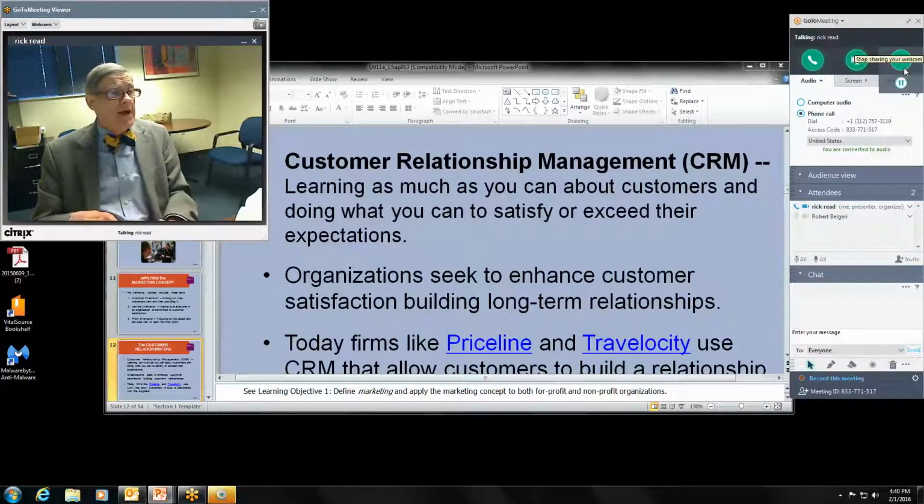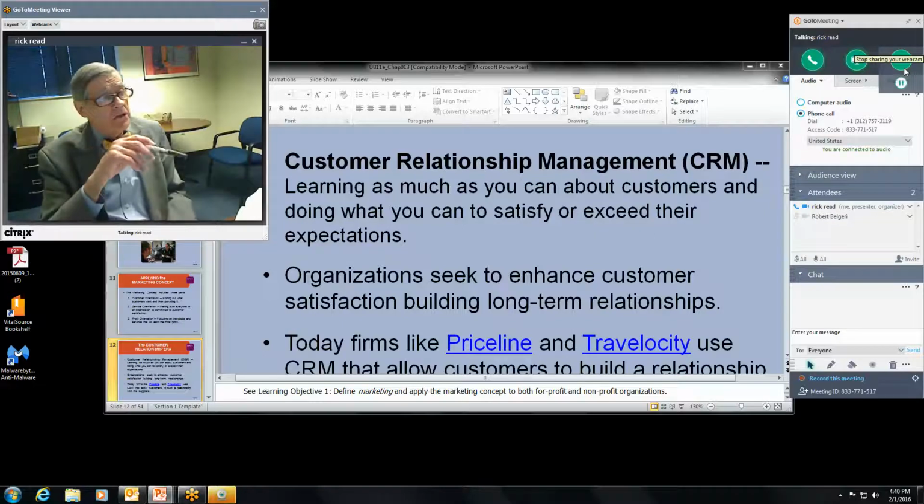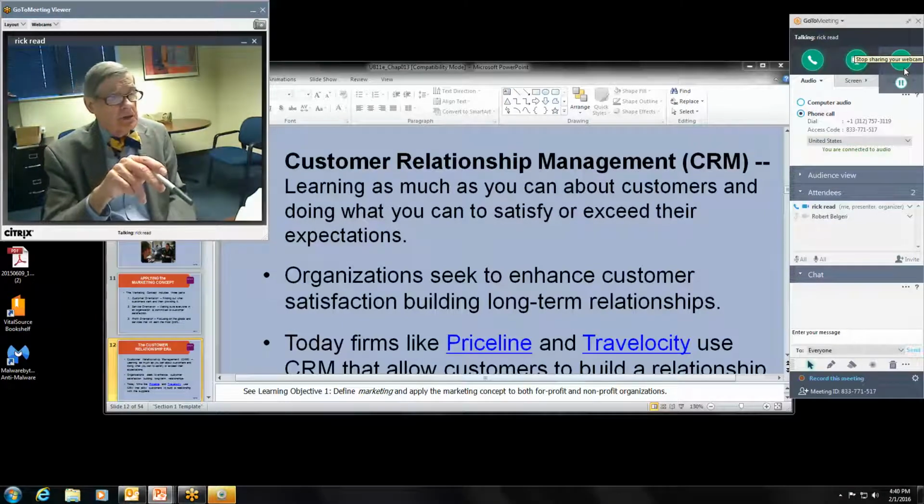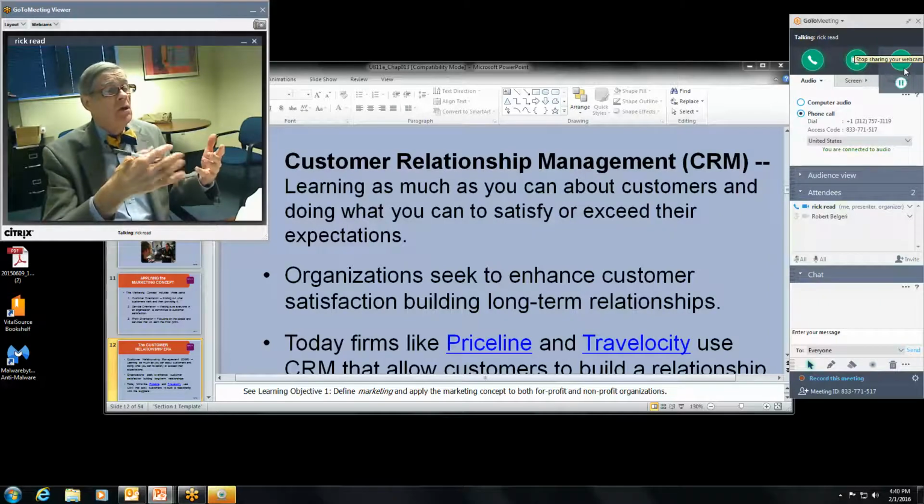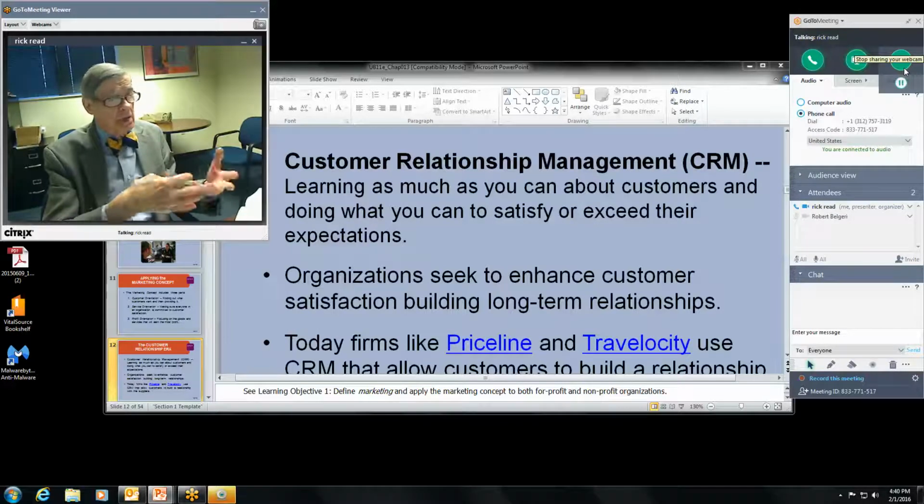Not to say you can't do that, but it's a little easier to do the way I'm speaking. Now, once you've found out about that, then you want to do things that are not only going to meet a customer's expectations, you're going to try to exceed them. Notice the next thing down here. You're trying to build a long-term relationship with that customer so he or she will continue to come back and come back and purchase your products.